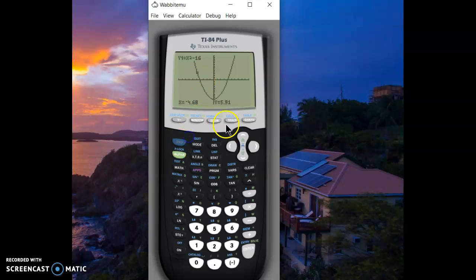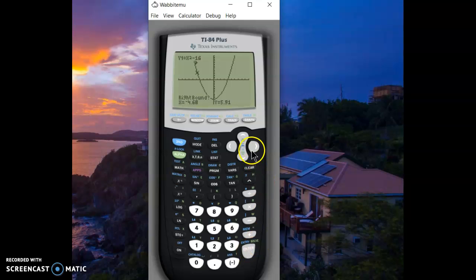Now let's do second calculate again. Second calculate, zero. Yes, I want that. That's asking me for my right bound. That's kind of strange. I'm going to second calculate again, because it should ask me what my left bound is. There we go. Left bound. Yes, this is the left bound I want.